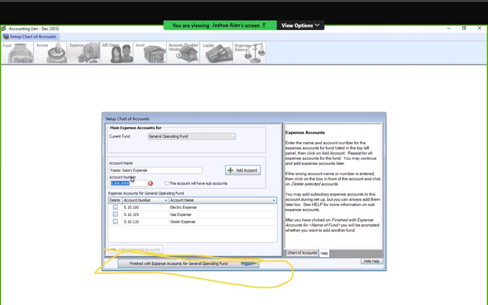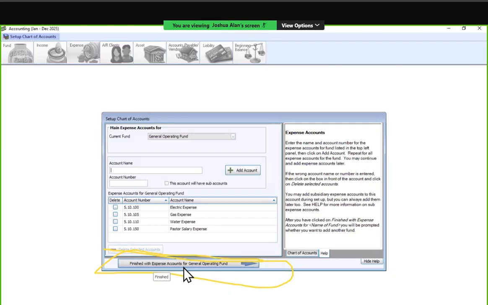So maybe I want to change where this number sequencing is. So maybe instead of 10, 100, with 10 in the middle representing general fund, I'm going to make these ones now like 150, okay? And I would just continue this process ad nauseum until I'm done with my general fund expenses. When I'm finished, I will click Finish Expense Accounts for General Operating Fund.